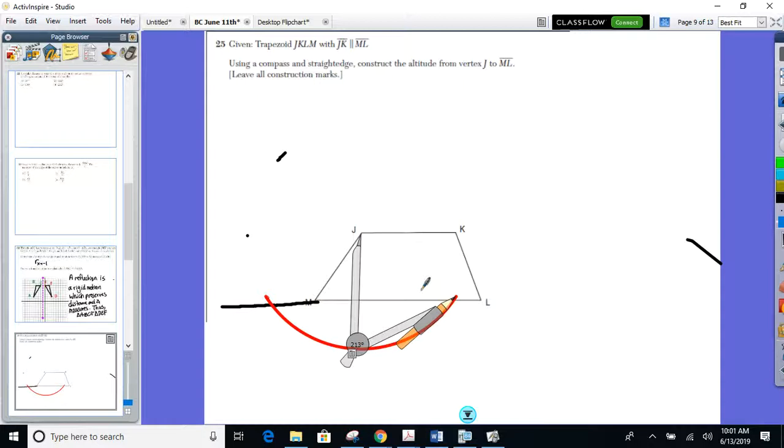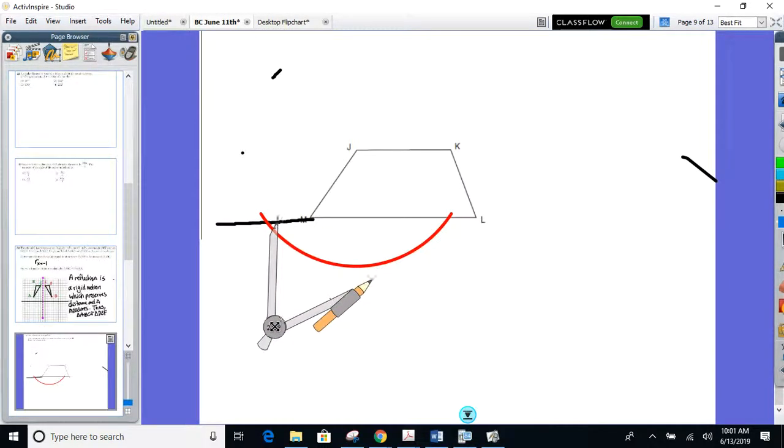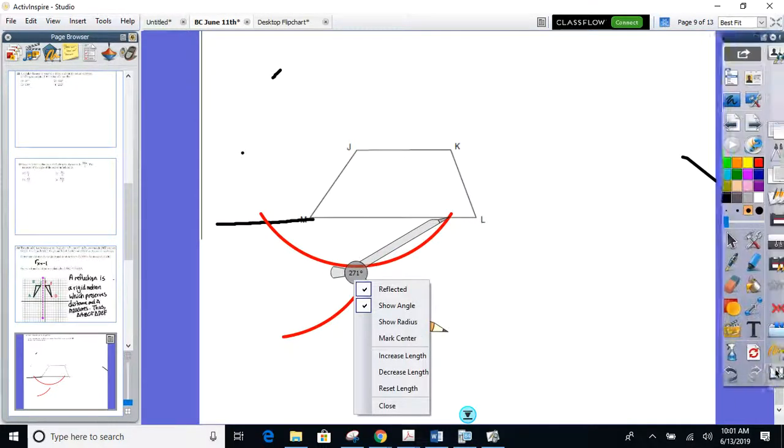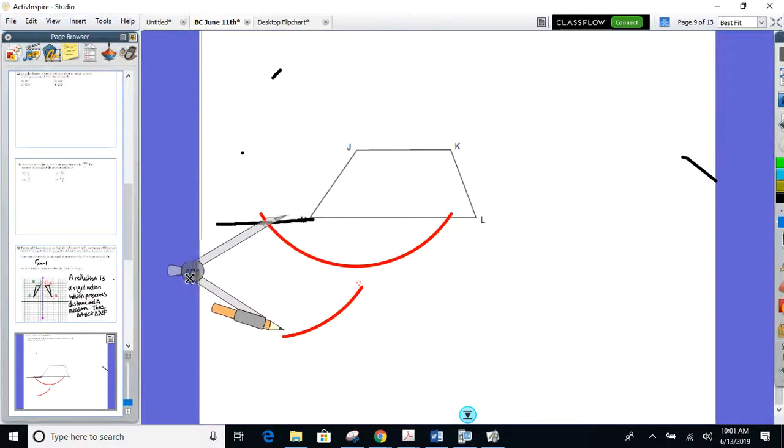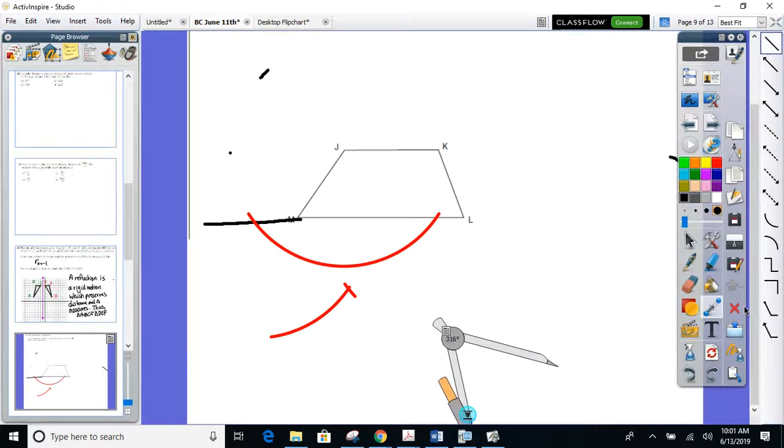How many points of intersection do you have? 2. Your compass point goes on each one now. Make 2 more arcs. These arcs should be intersecting. And then you take your straight edge and line it up with J. And there is an altitude.